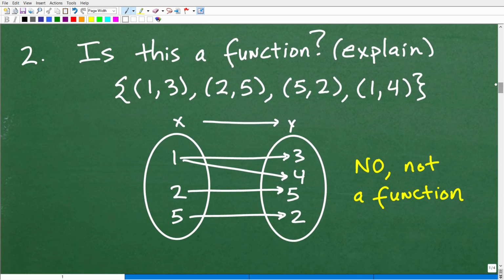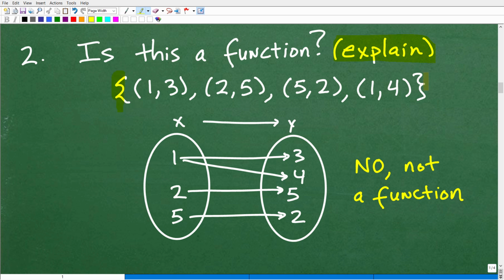Okay, so is this a function? Again, I need some sort of justification, some sort of explanation, because if you answer this correctly without justifying this, then you wouldn't get any points. Okay, so let's take a hard look at this and see if you know how to answer this question. Now, there's a couple different ways you could answer this question. This, I think, is the easiest.